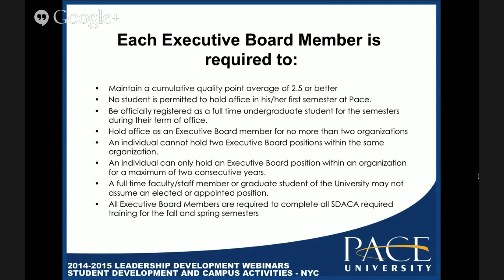They must hold office as an executive board member for no more than 2 organizations. An individual cannot hold 2 executive board positions within the same organization. An individual can only hold an executive board position within an organization for a maximum of 2 consecutive years. A full-time faculty, staff member, or graduate student of the university may not assume an elected or appointed position. All executive board members are required to complete all SEDACA required training for the fall and spring semesters.